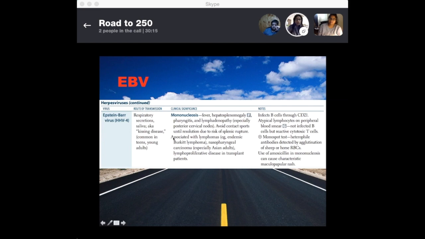And then last but not least, it is associated with lymphomas, especially endemic Burkitt's lymphoma, nasopharyngeal carcinoma, which is seen more in the Asian adult population, and then lymphoproliferative disease in transplant patients. So, what is another virus that we commonly see in transplant patients? CMV. Yeah, CMV is the one I was going for. Yep. So, any questions or anything that anybody wants to add about EBV?